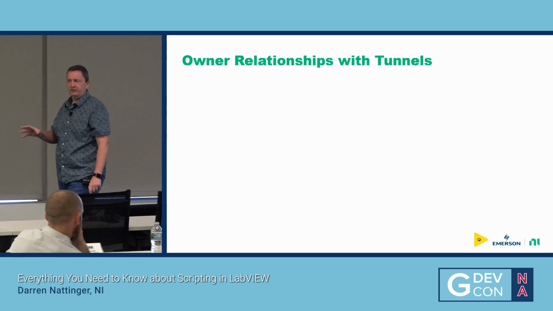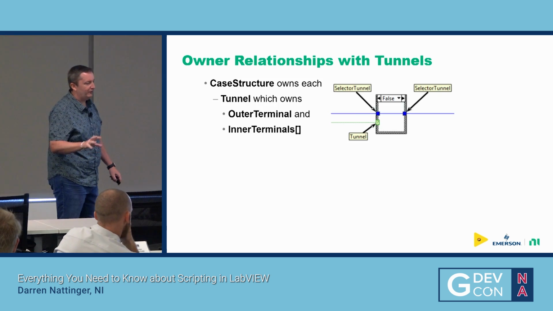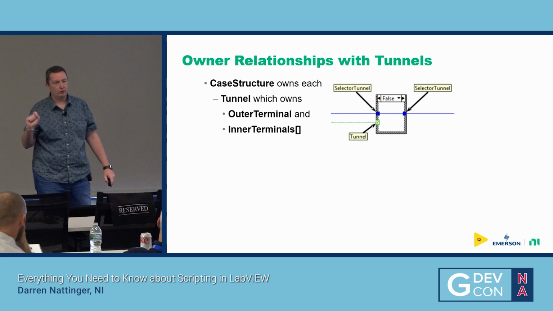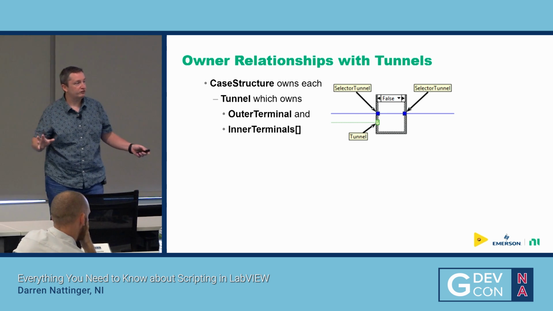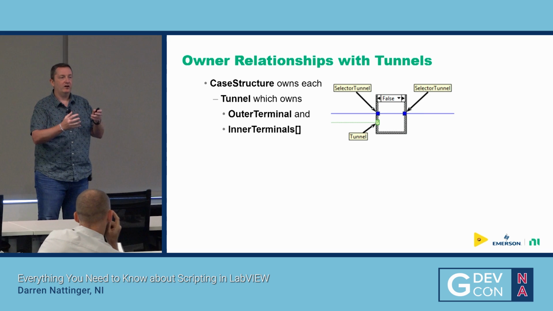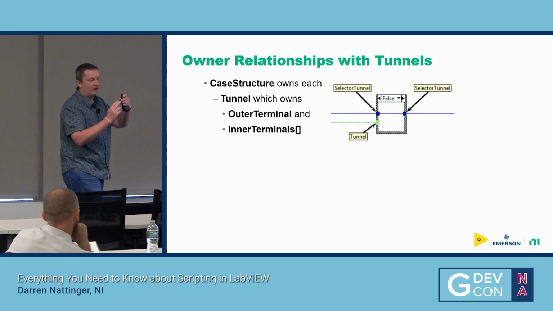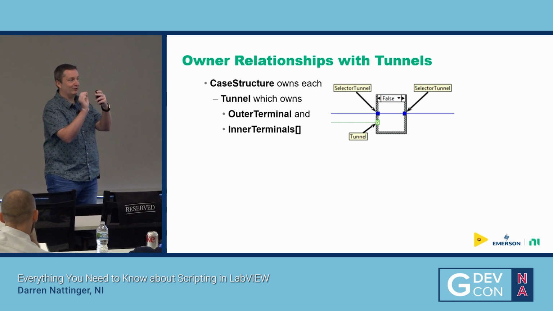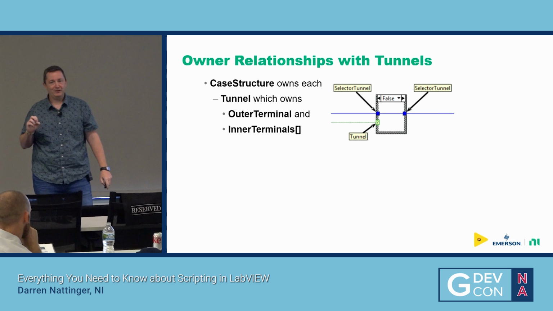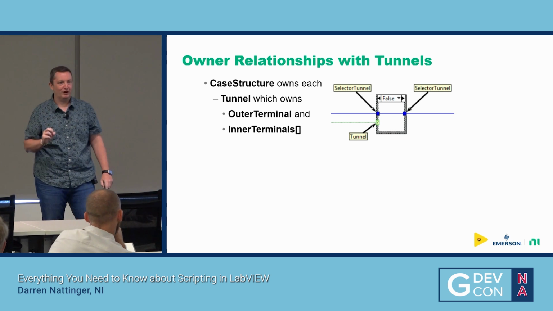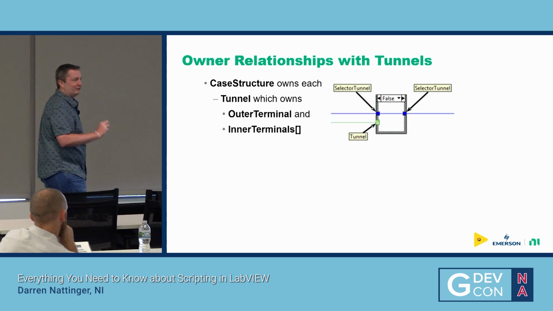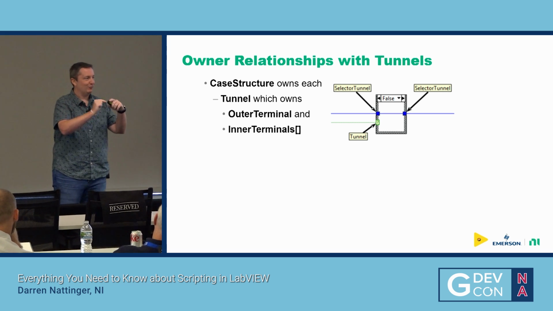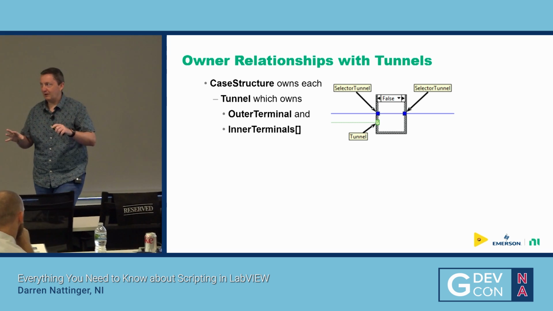All right, let's talk about tunnels. Tunnels are a little weird in scripting. This case structure has 3 tunnels on it. It's got the 2 integer tunnels, and then it's got the little question mark tunnel as well. In terms of ownership, the case structure owns the tunnels, and then every tunnel has a single outer terminal and then multiple inner terminals, because that tunnel is going to have a terminal for the false case and for the true case. And you may think that I typed those names wrong, because surely the question mark is the selector tunnel, and the regular tunnels are just tunnels, right? Nope, they're wrong. A selector tunnel is a regular tunnel on a case structure, and a question mark tunnel is a regular tunnel. So keep that in mind.